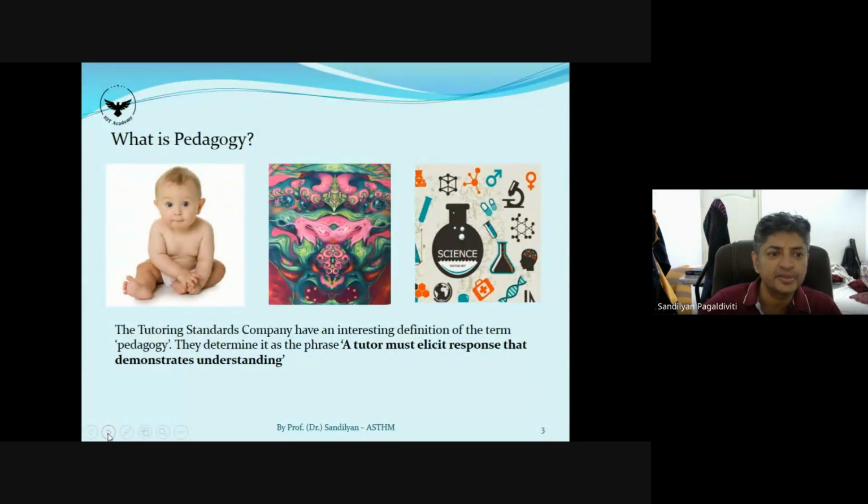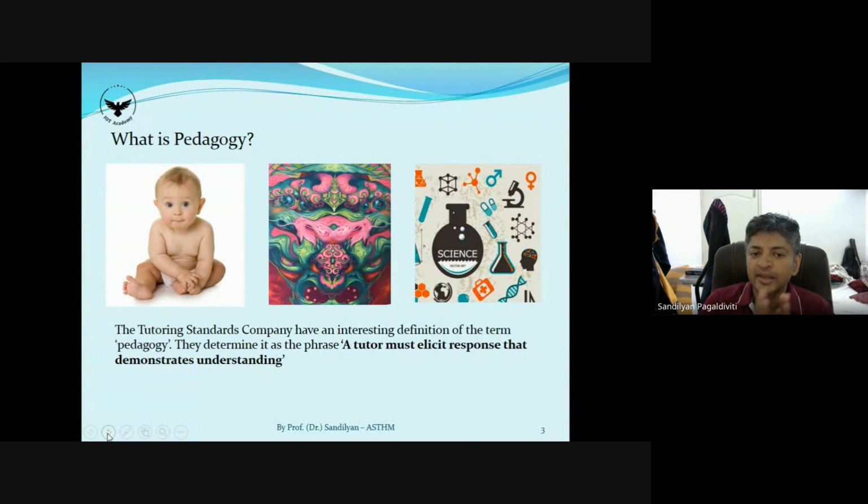If you can see, there's a picture of a child. This is a picture of an art, and this is, as it mentions, science. So pedagogy actually translates literally into the art and science of teaching a child. However, we are not going to focus on the child part. The teaching learning pedagogy that we are concerned with in today's world is more about adult learning or andragogy, but the basic concepts remain the same.